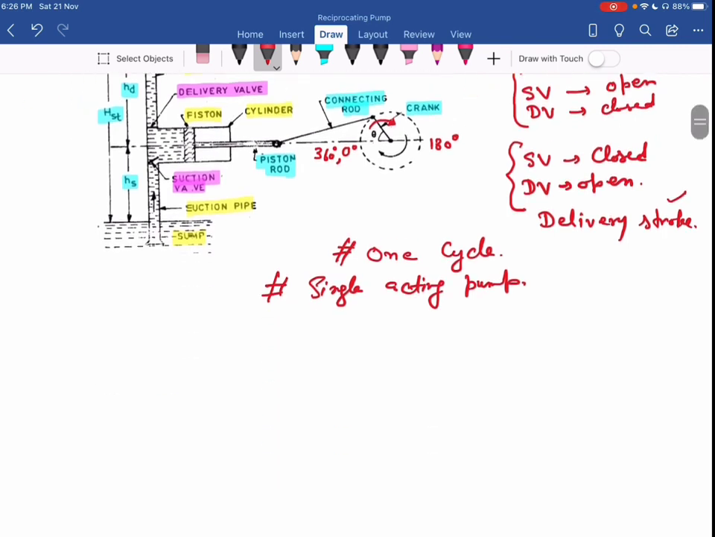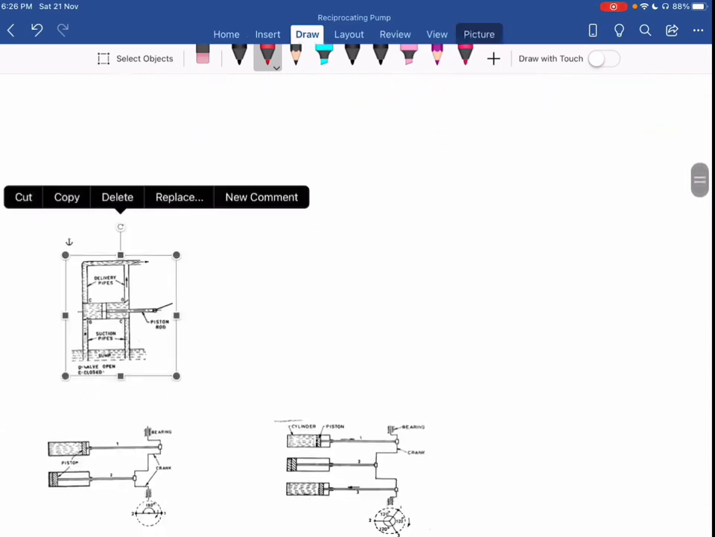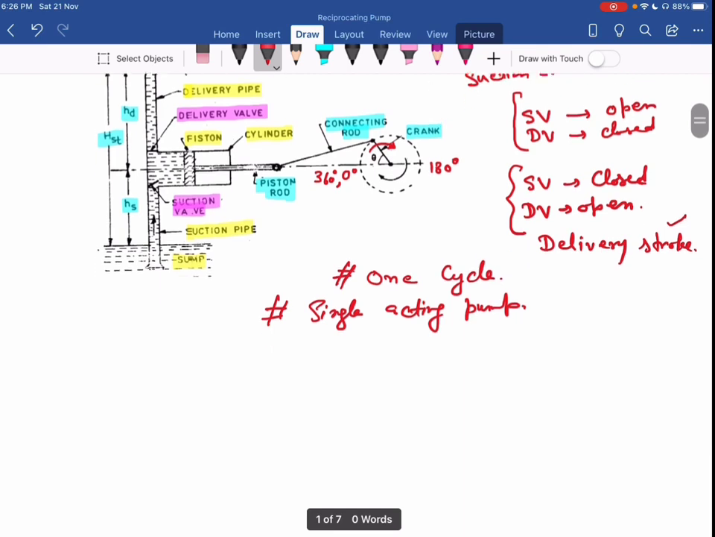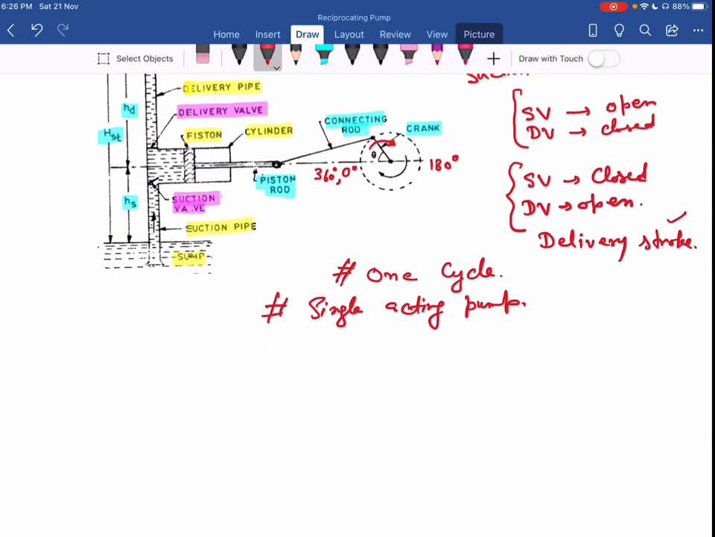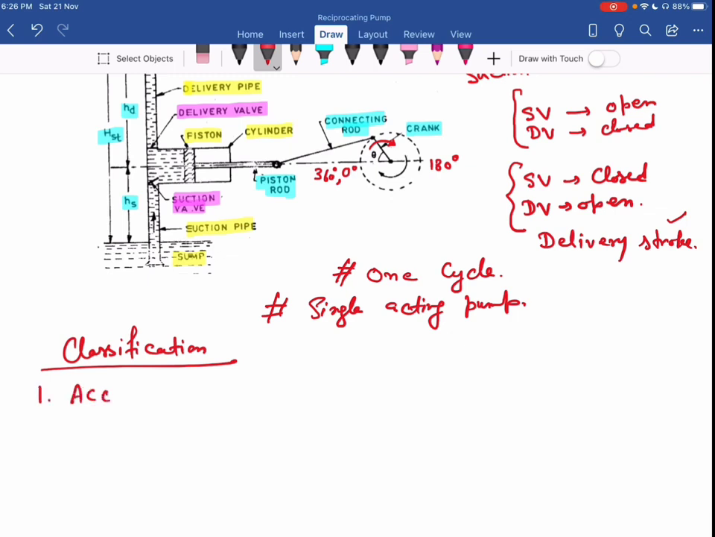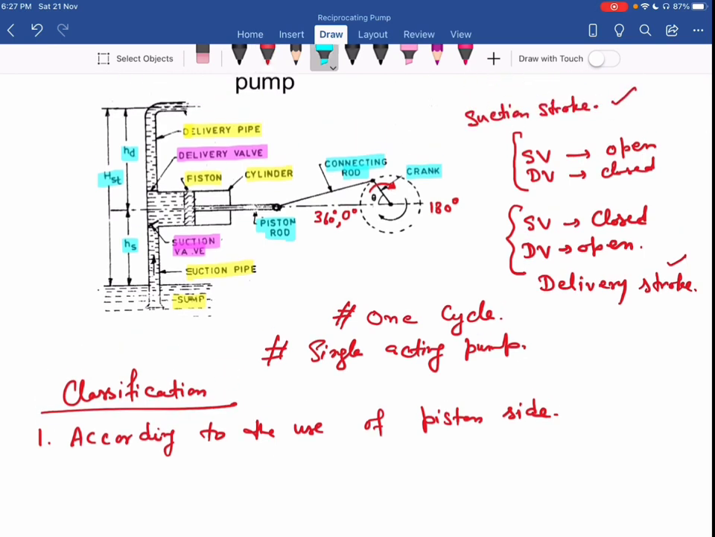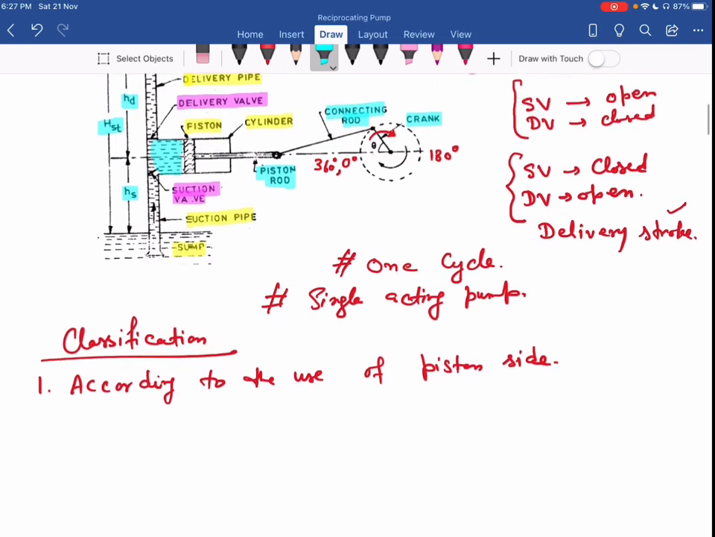The next is the classification of reciprocating pump. So for classification, the first classification is according to the use of piston side. So as you see in this diagram, we are only using the one side of the piston. Okay, so that is called single acting reciprocating pump. So the one type is single acting.